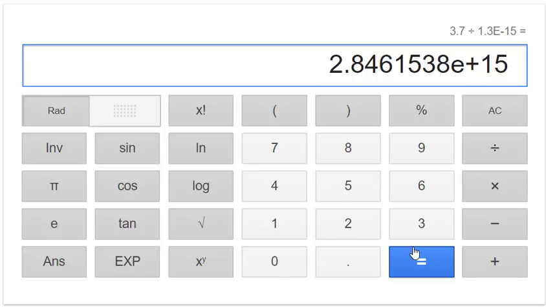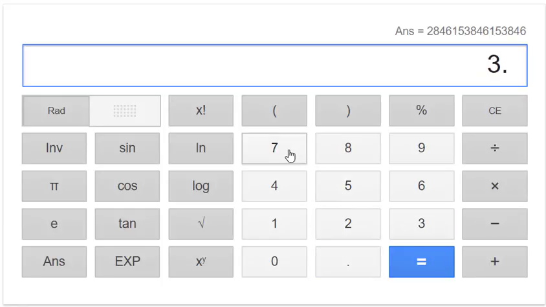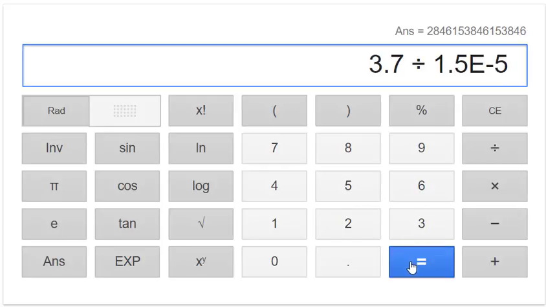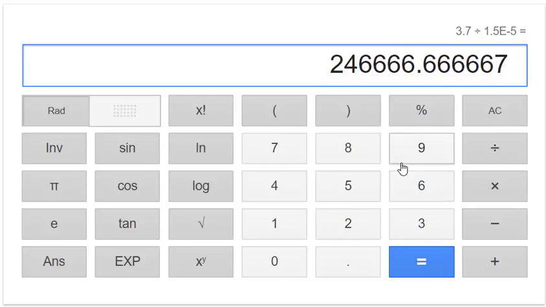Let me go through this again. If you were to take any number, in this case we'll do 3.7 because that's the caldera in zettajoules, divided by, let's say something that's a little closer to it. We'll do 1.5 e negative 5, something that's a little bigger. So now this would be saying that there's 246 thousand of whatever we're comparing that fit into a caldera eruption. So I hope that explains some things.